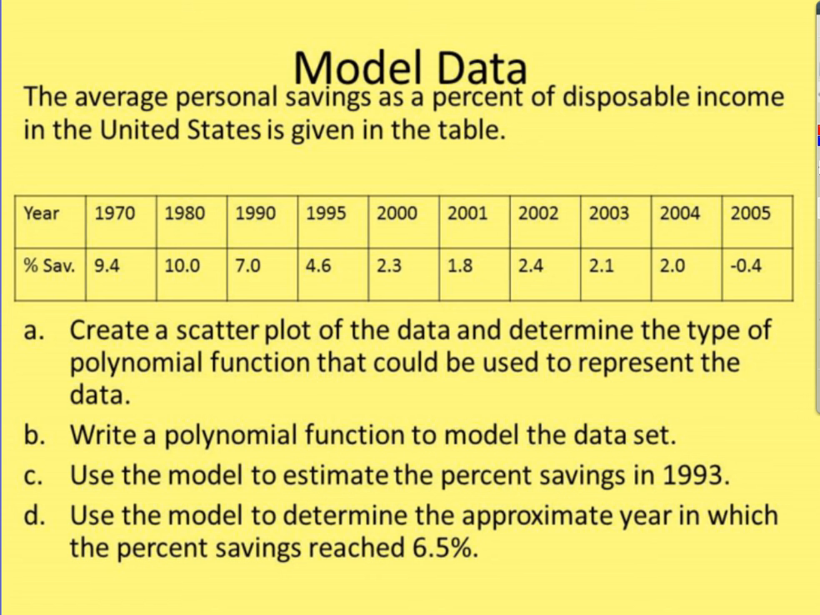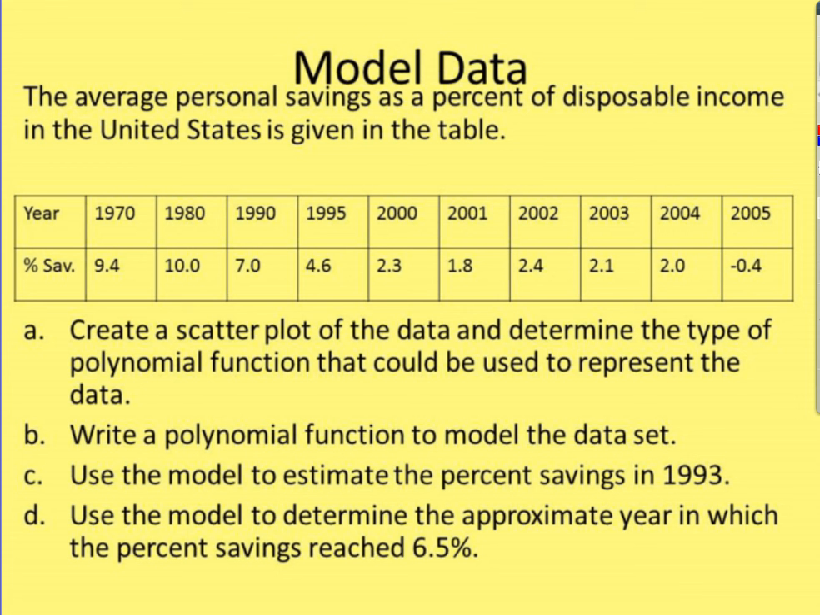So the average personal savings as a percent of disposable income in the United States is given in the table below. So that's the percent they put into savings. In 1970, they put 9.4%. In 2005, there was actually a negative 0.4. So people were taking money out of their savings to use as their spending money instead of putting money in.